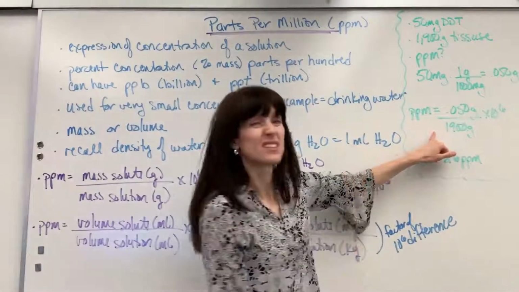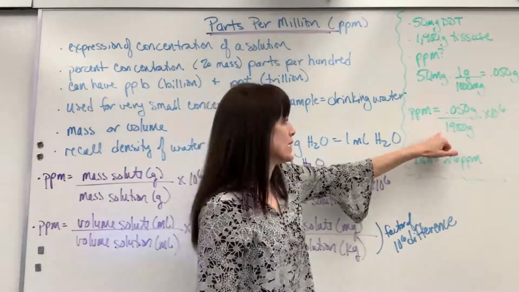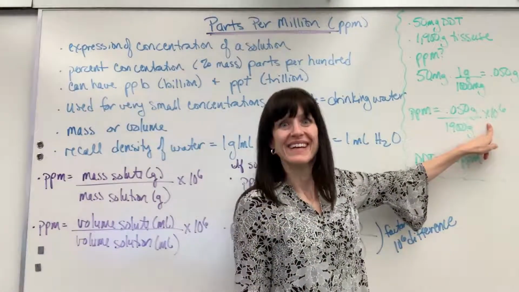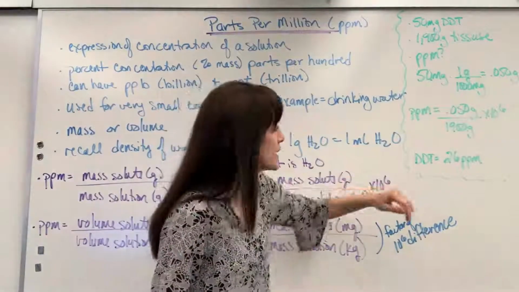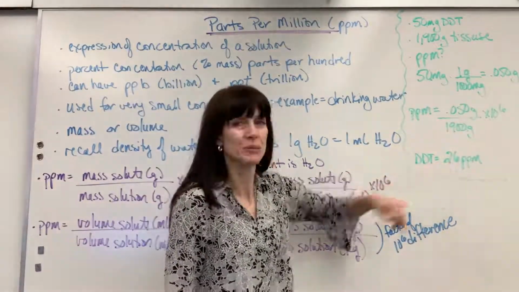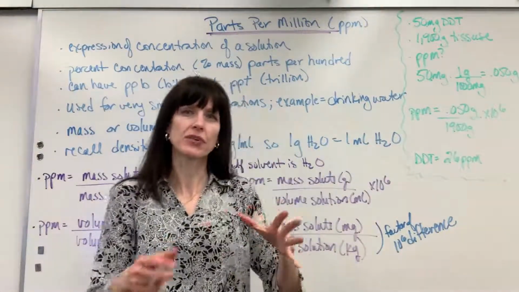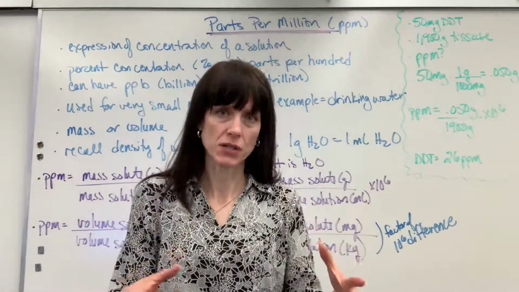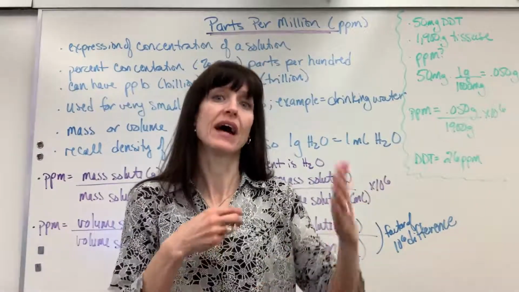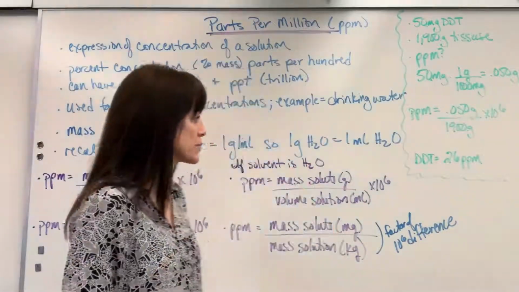In this case, it's the tissue, 1,900 grams, and then you multiply that by a factor of 1,000,000, times 10 to the 6. And what do we get? The DDT has a concentration of 26 ppm. That means for every 1,000,000 grams of tissue, 26 grams are DDT. That's the ratio. That's the relationship right there.